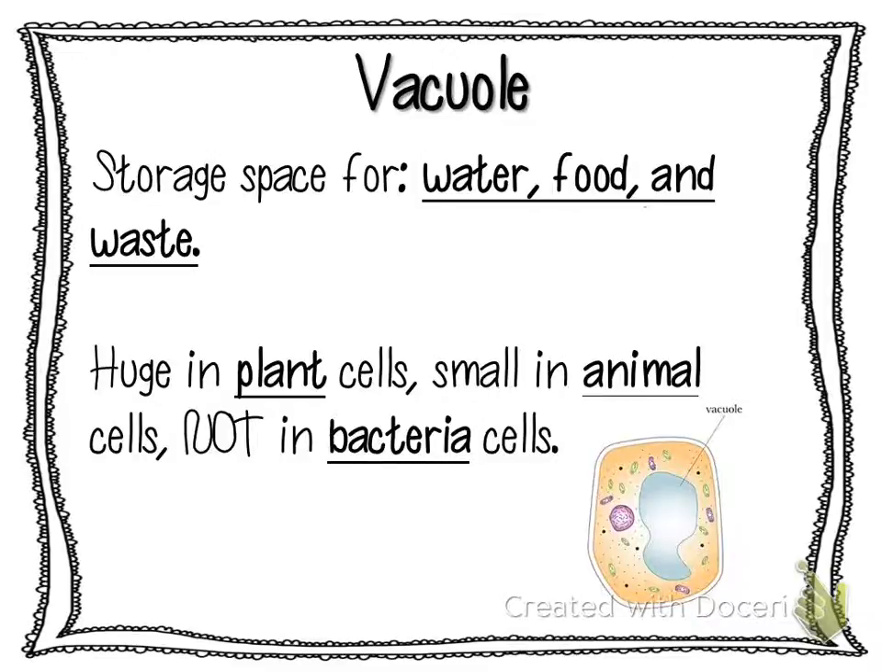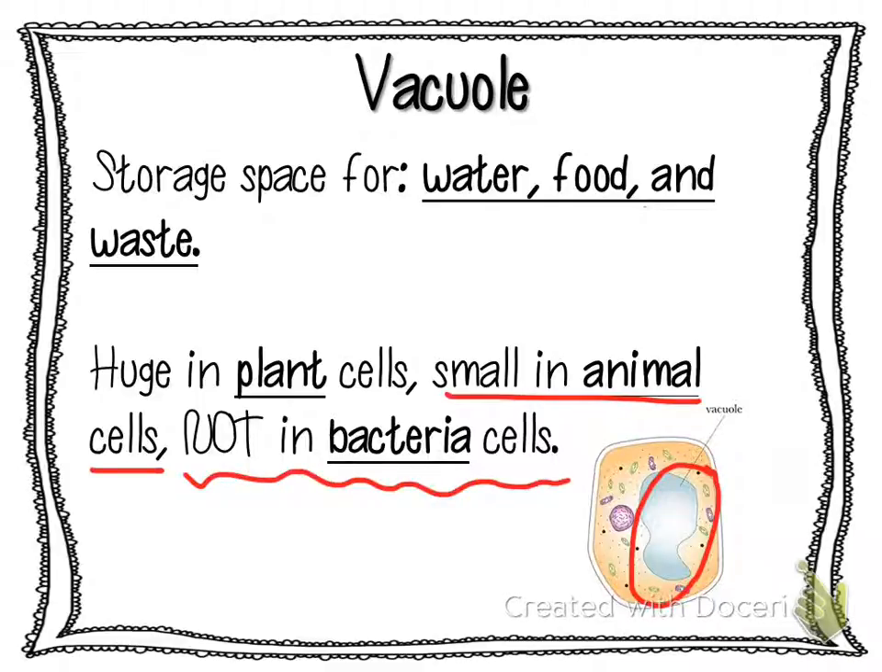The vacuole, this is usually the easiest one to remember. So the vacuole is our storage space. It stores water, food, and waste. You're going to notice that in plant cells, it's going to be huge. It's going to take up a lot of space because plant cells need to store a lot of water in order to do photosynthesis, but not necessarily in animal cells. So an animal cell is going to be quite smaller because we don't need to store things as much as plants do. And it's not going to be present in bacteria cells, okay? In fact, none of these organelles are going to be present in bacteria cells.